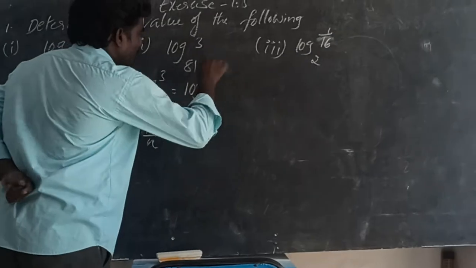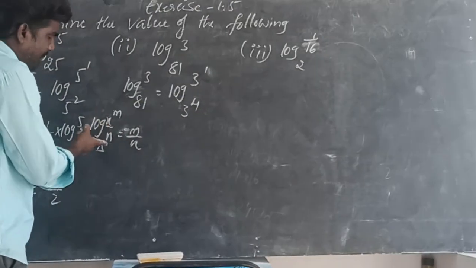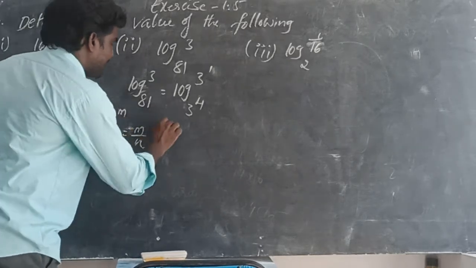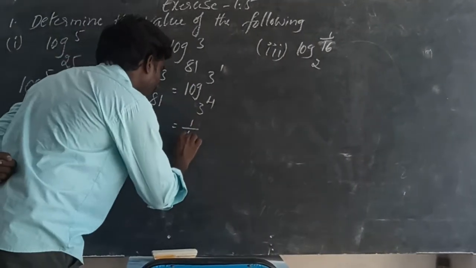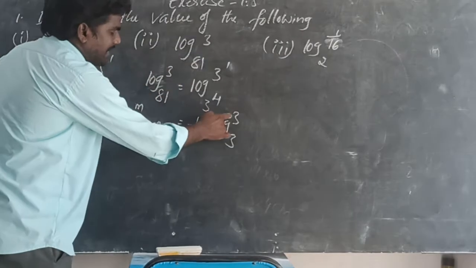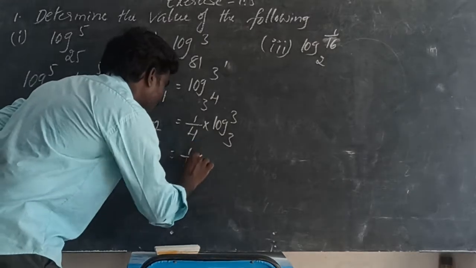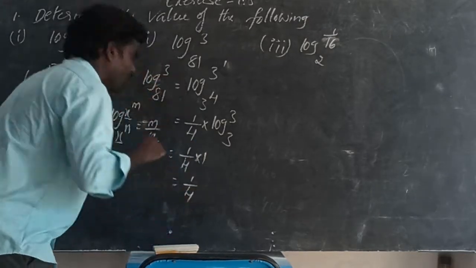Here the power is how much? 1. So which formula do we use here? Log x power m base x power n is equal to m by n. That is equal to 1 by 4 into log 3 base 3. Log of any number with the same base, its value is 1. That is 1 by 4 into 1. That is equal to 1 by 4.